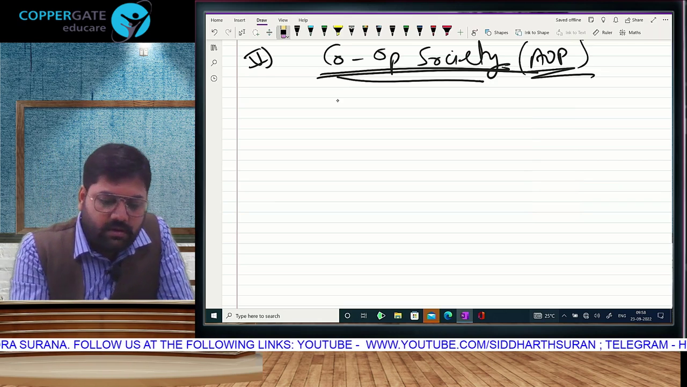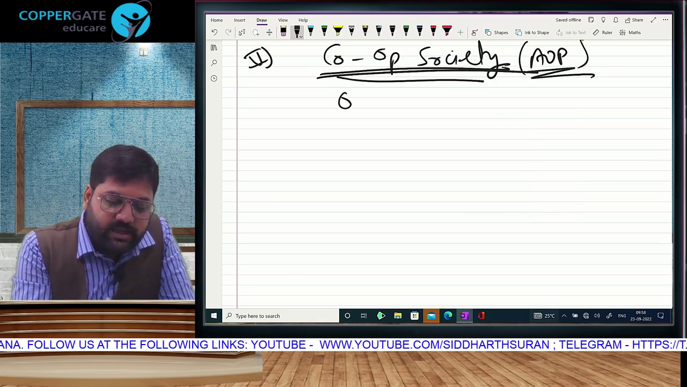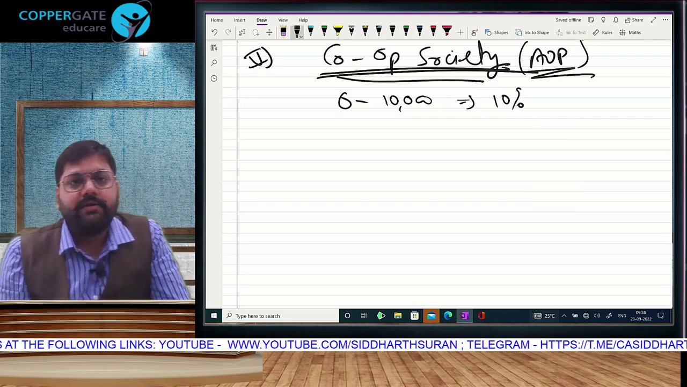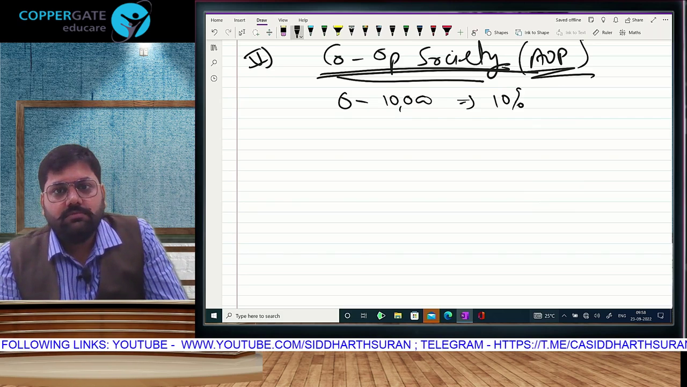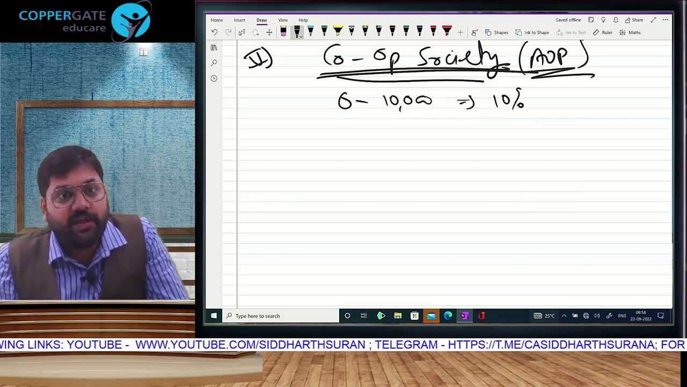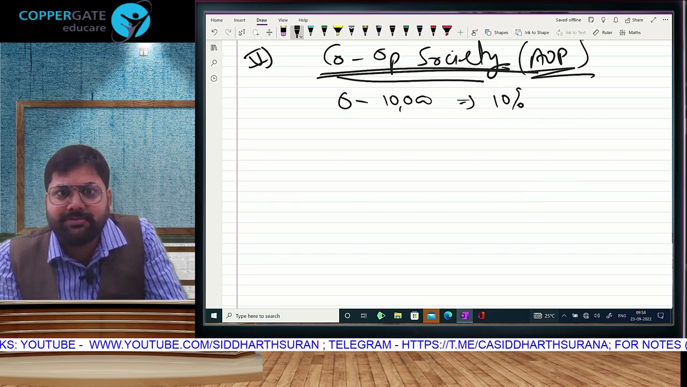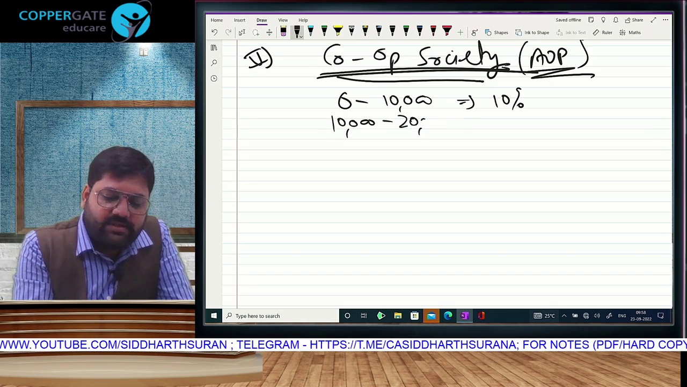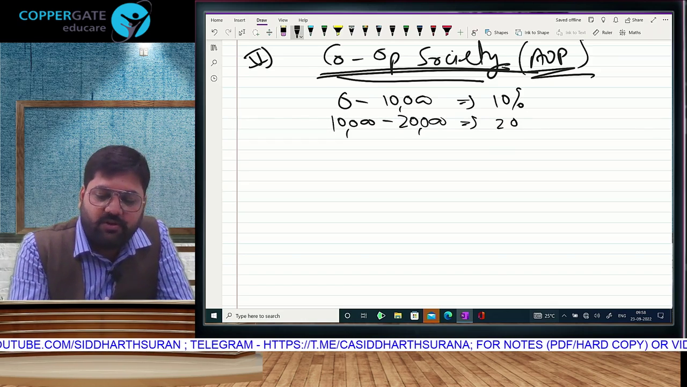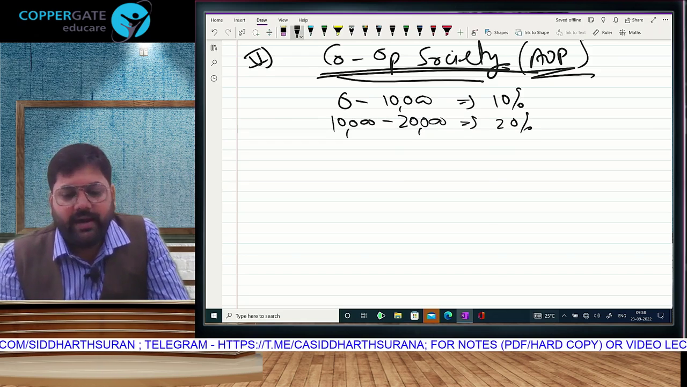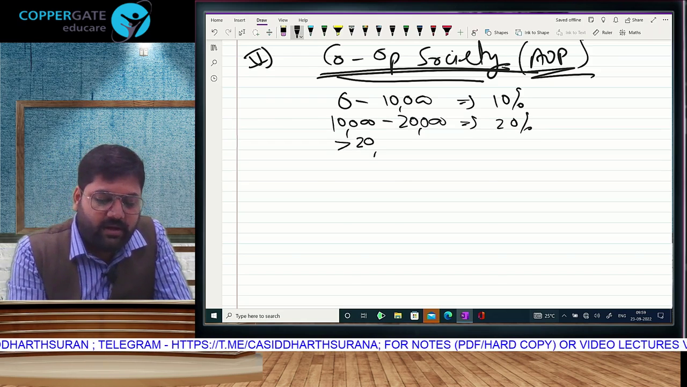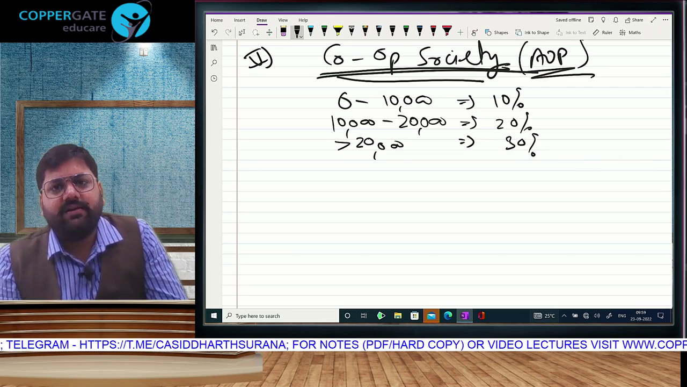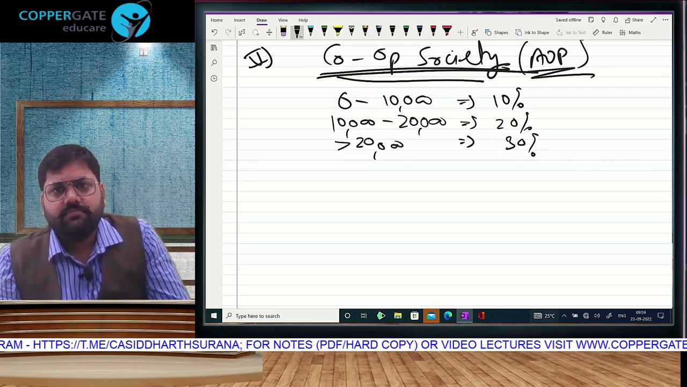Little different. If your income is 0 to 10,000, we will still tax you 10%. मतलब first 10,000 will also be taxed at 10%. Slabs ही है. Slab between 10,000 and 20,000. After 10,000, you will have to pay tax at 20%. And cooperative society earning more than 20,000 will have to pay 30%. Only 3 slabs. 10, 20, 30.